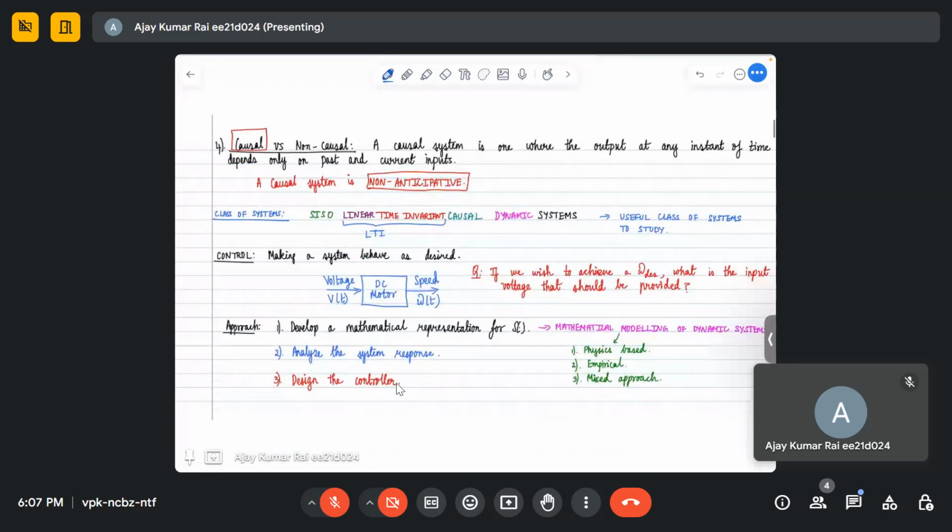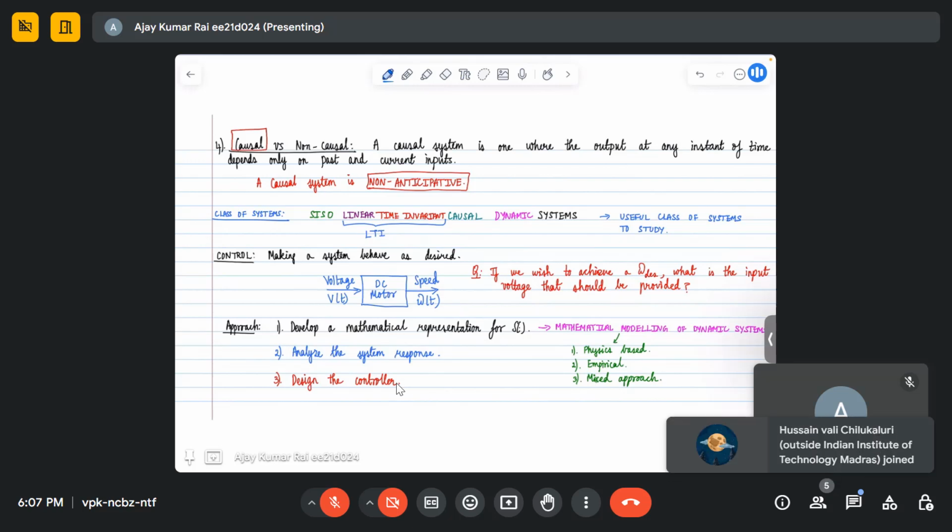Another classification of systems is causal and non-causal. The causal system is one where the output at any point of time depends only on the past and current inputs. It should not depend on the future inputs, right? So it is a non-anticipatory system. Whatever systems you see in real life are causal systems, because they only depend on past and present inputs or outputs. They do not depend on future values.